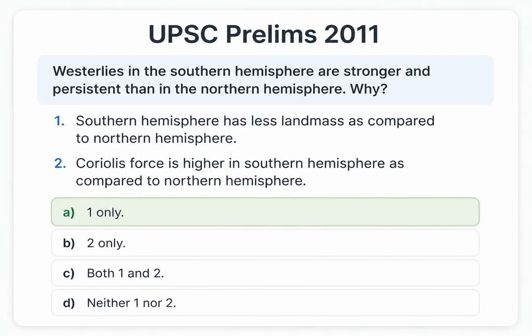It asks why Southern Hemisphere westerlies are stronger. Statement 1 says the Southern Hemisphere has less landmass, which is absolutely correct and the primary reason for their strength. Statement 2 claims the Coriolis force is higher in the south, which is incorrect. Coriolis depends on latitude, not the hemisphere. So the correct answer is A.